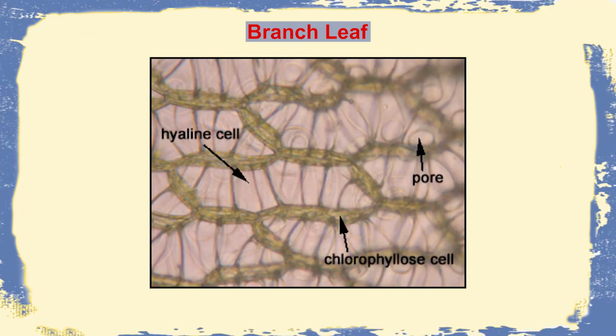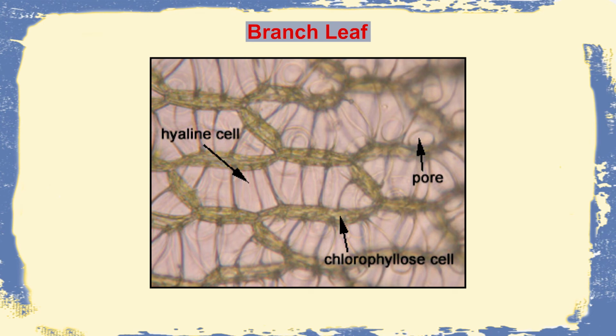And there is also another type of cell known as the hyaline cell, and these hyaline cells are basically dead cells, and they are usually attached with the help of certain structures known as fibrils. And between these cells there are also certain pores which help in gaseous exchange, and at the same time help to retain moisture, thereby preventing the plant from drying out under dry conditions.